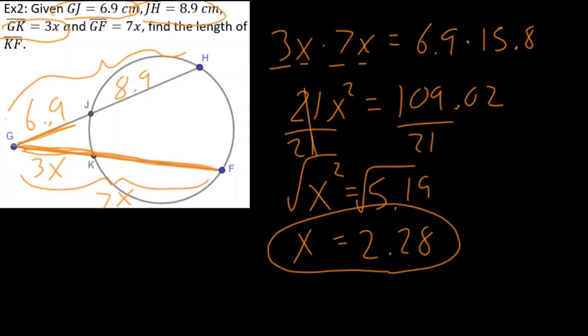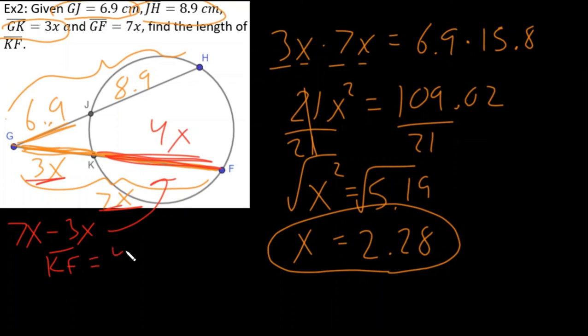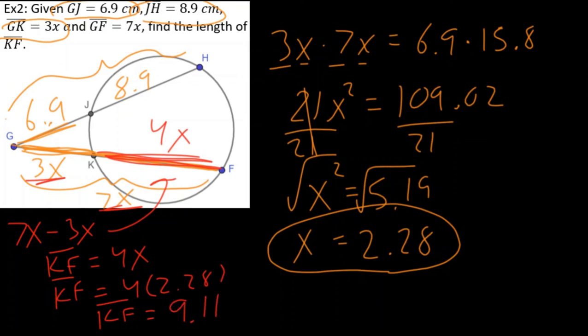Now once again, we're asking ourselves, what are we trying to find here? And in this particular case, let me switch it up. We'll do a different color here. We're trying to find KF. So ask yourself, if this whole thing is 7x and this piece is 3x, well, 7x minus 3x will of course give us 4x. So for KF, we know that's equal to 4x, and when we substitute in our x value, 4 times 2.28, we can find our final answer, which will be, when you multiply that by 4, roughly 9.11. And don't forget that our length here is in centimeters, so don't forget your units. Alright, I hope this helps, and good luck.